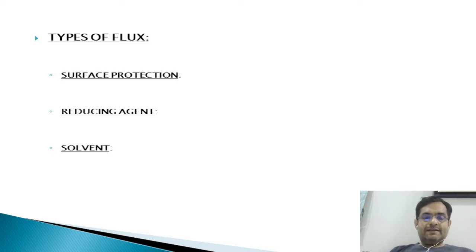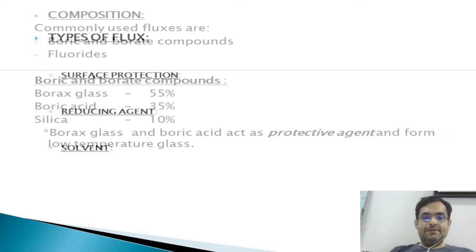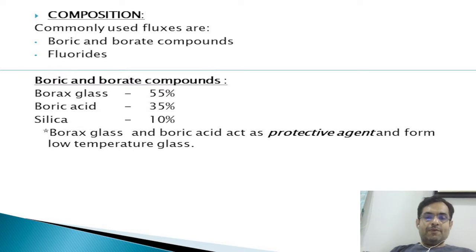Types of flux. The flux can be of various types. First is surface protection type, second is the reducing agent type, and third is the solvent type. The commonly used fluxes are composed basically of boric acid and boric compounds, and some of the other fluxes use fluorides. Boric and borate compound flux has the following composition: borax glass is 55%, boric acid is 35%, and silica is 10%.